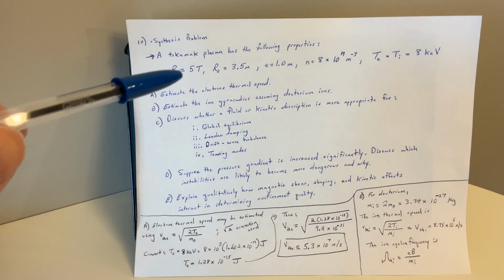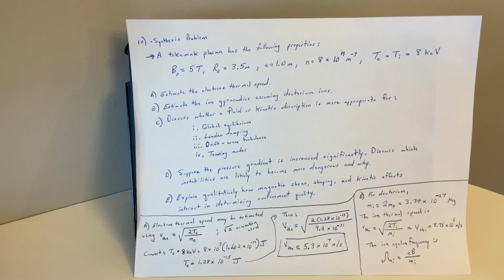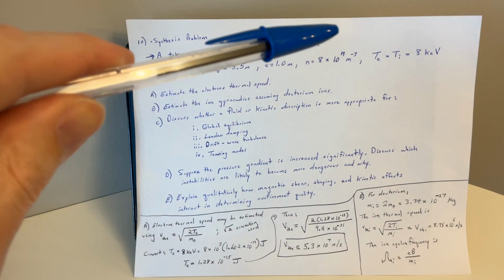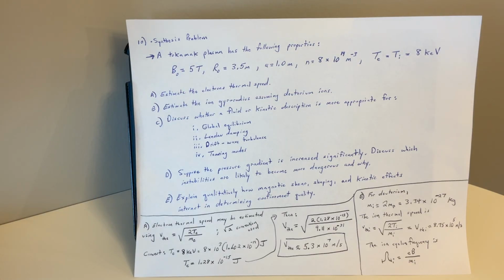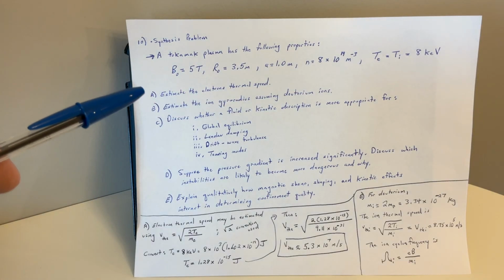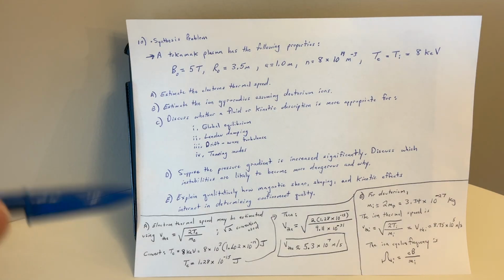Okay, for number 10, a tokamak plasma has the following properties: B sub 0 is 5 T, R naught is 3.5 m, a is 1.0 m, n equals 8 times 10 to the 19th m^-3, T sub e equals T sub i equals 8 keV. Part A, estimate the electron's thermal speed.